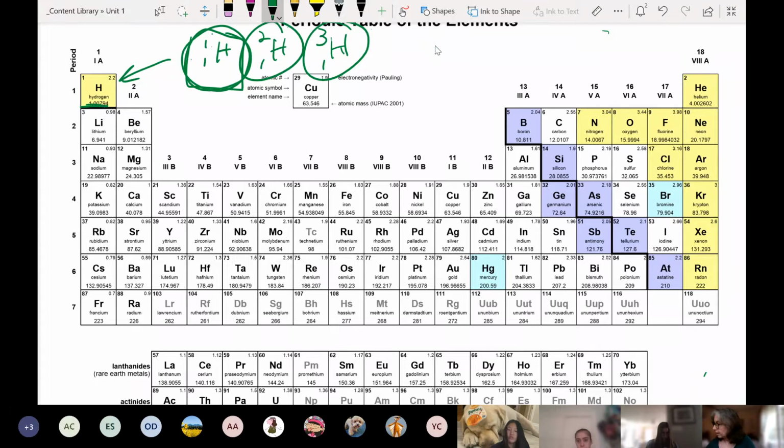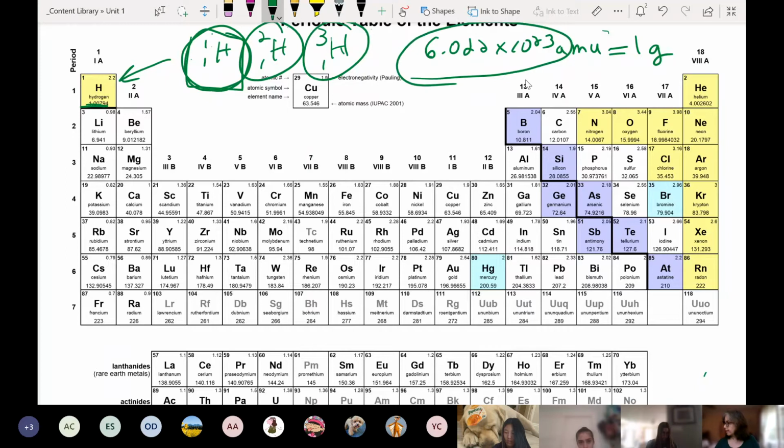So there are 6.022 times 10 to the 23rd atomic mass units in 1 gram. So when we go from grams to moles and then moles to molecules, this number comes up because we're going from the moles to the actual number of molecules. And these numbers on the periodic table, those are how many atomic mass units are in 1 particle. It's also how many grams are in 1 mole. And the way that this number is figured out, it's all based on carbon-12.